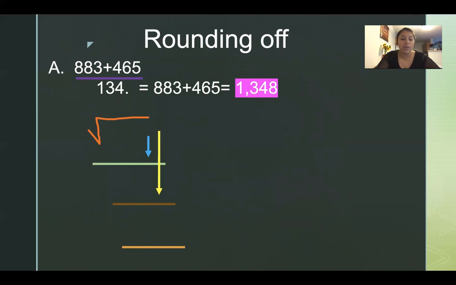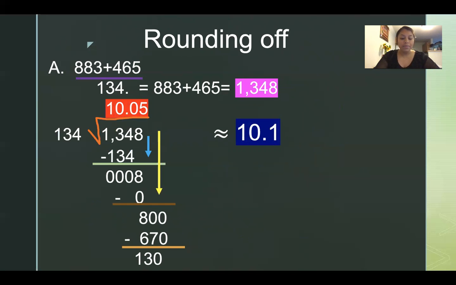The first thing we have to do is add 883 plus 465, getting 1,348. Then we take 134 and divide it into 1,348. We continue to solve, and we notice that 134 goes into 1,348 one time. So we put the 1 up top, we solve, we bring down the 8, and we bring down the 0, and coming to a conclusion, our grand total is located right here in red, 10.05.